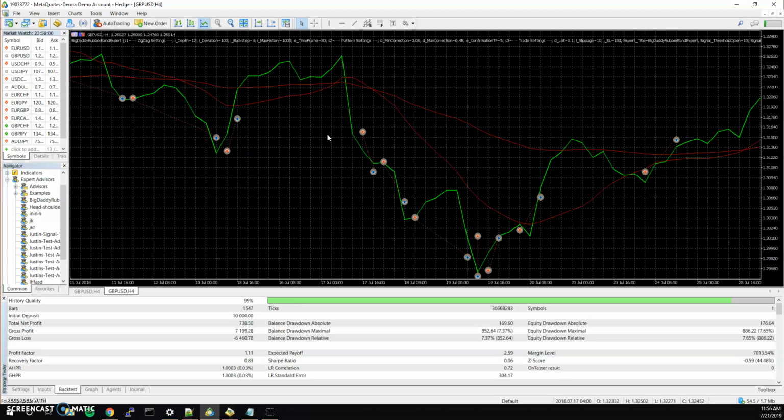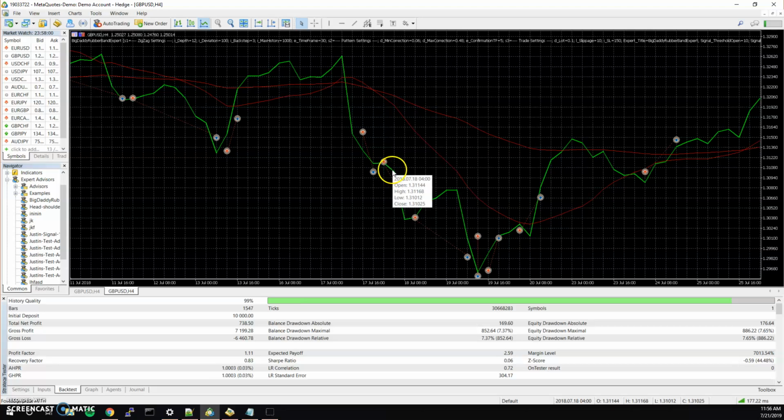As I said before, with head and shoulders, things can get a little messy sometimes, because it's not always the ideal situation where both shoulders are the same size and the head is a different size. So right here, we have a left shoulder for an inverse head and shoulders, we have a head, and then we have a smaller right shoulder. And then we have a buy purchase.